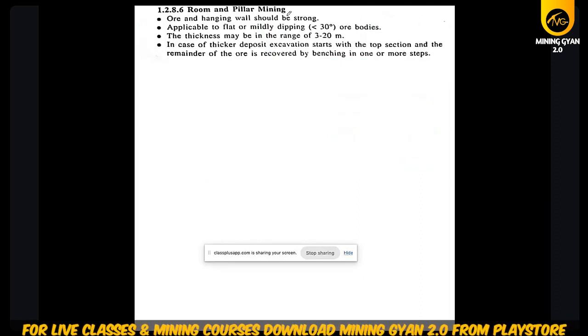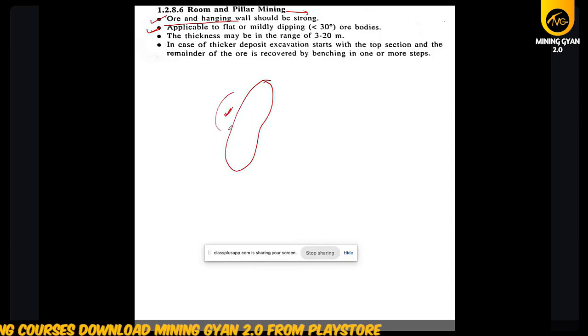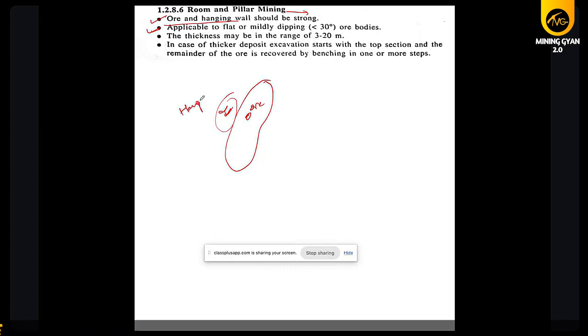In the room and pillar method, this is like board and pillar. So in this method, the ore and hanging wall should be strong. Hanging wall should be strong. Ore should be strong. This is ore. This is your hanging wall. So hanging wall should be strong.